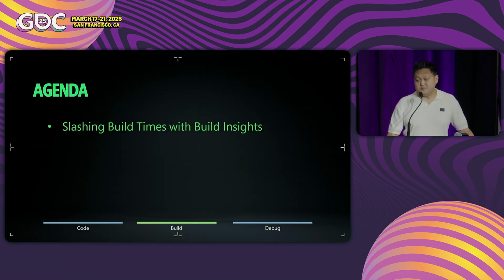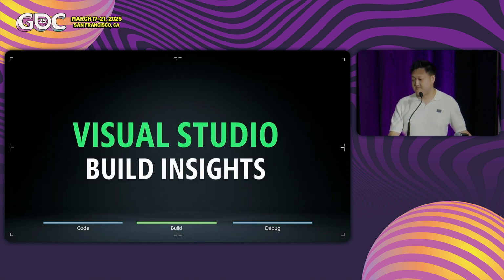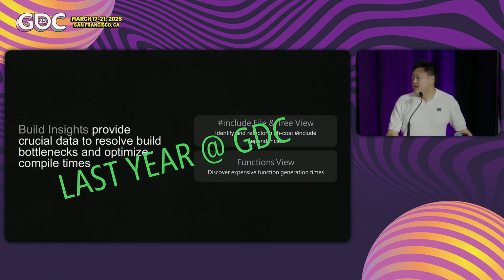So now let's move on to the build portion with slashing build times with Build Insights. Last year at GDC, we showed you a quick overview of how you can use Build Insights, particularly to include files. So maybe you're including files that are dramatically impacting your build time, to expensive function generation times. This year, we're back with an update with the template instantiations.